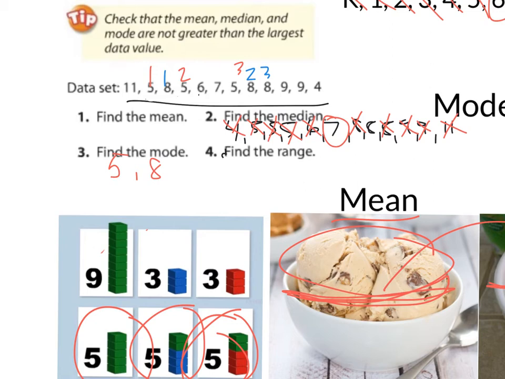Find the range. Oh, I remember that. That's like hit from the smallest to the biggest. I'm going to subtract the biggest, 10, minus the smallest, which is 4. And my range is also 7. Moving on in 3, 2, 1.